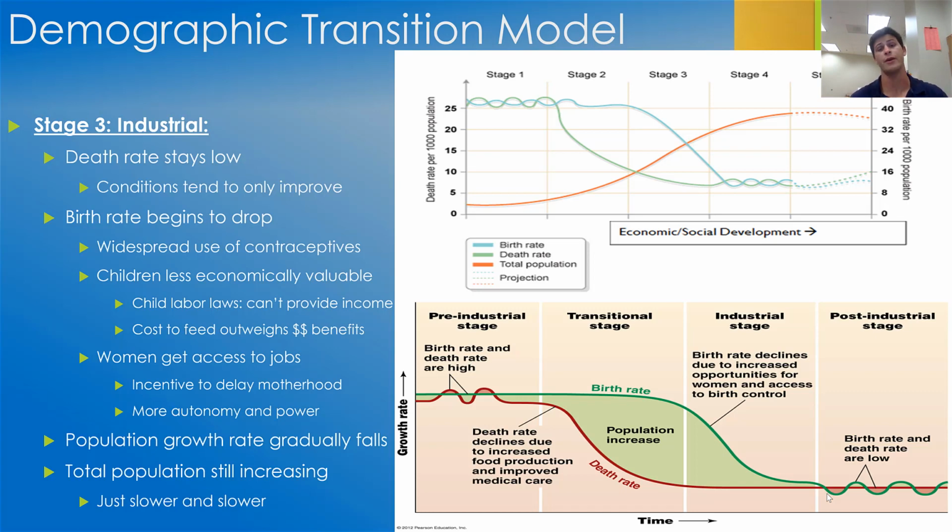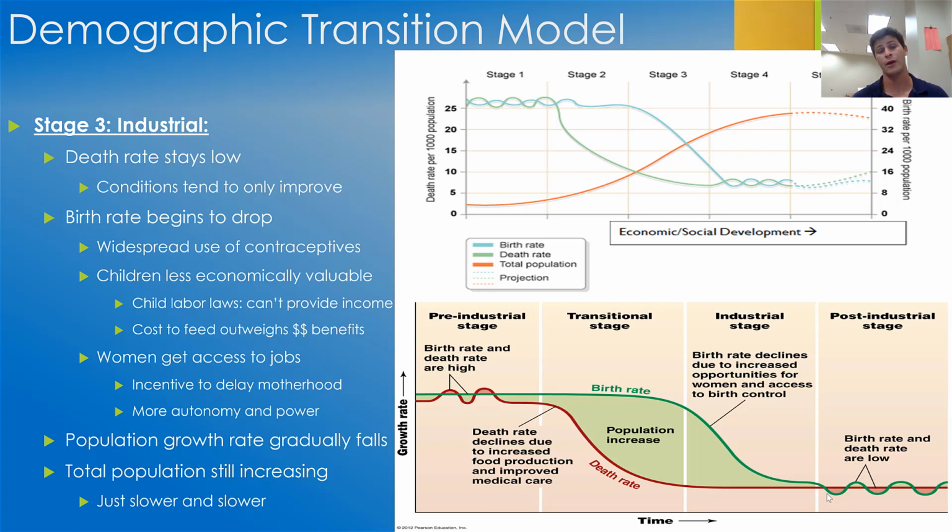However, in the industrial stage, we are beginning to adapt to having a lower death rate, and so the birth rate finally gradually begins to come down. This is for a number of different reasons. First, in the industrial stage, we're beginning to make widespread use of contraceptives, and again, this is going to come with urbanization, which begins to shift the economics of families, so children become less economically valuable. Child labor laws again means that they can't provide income, and the cost to feed children now greatly outweighs the economic benefit of children. Refer back to how urbanization lowers the total fertility rate in a given society.